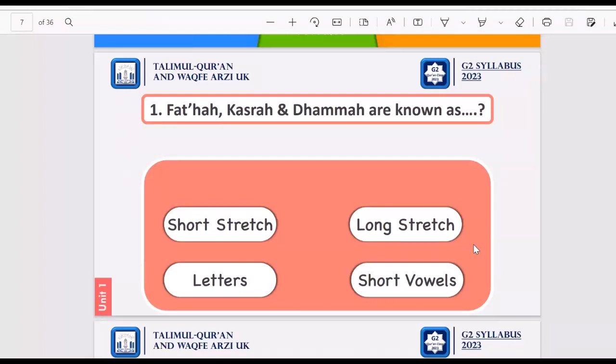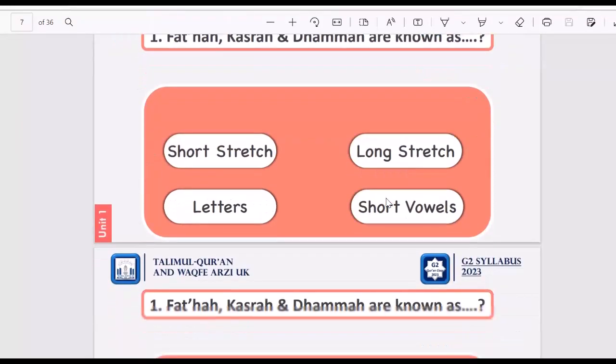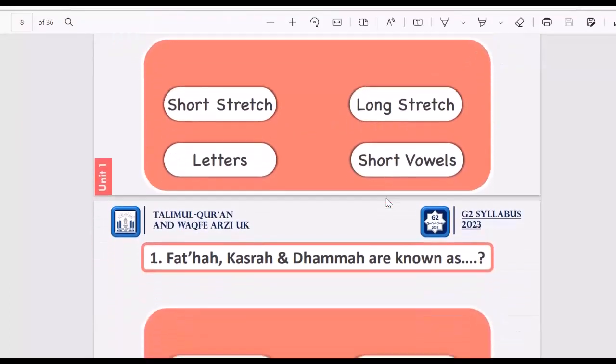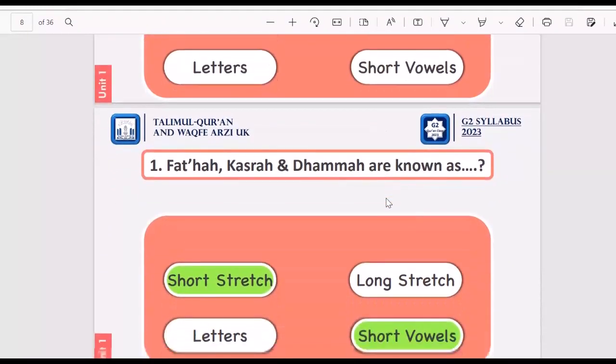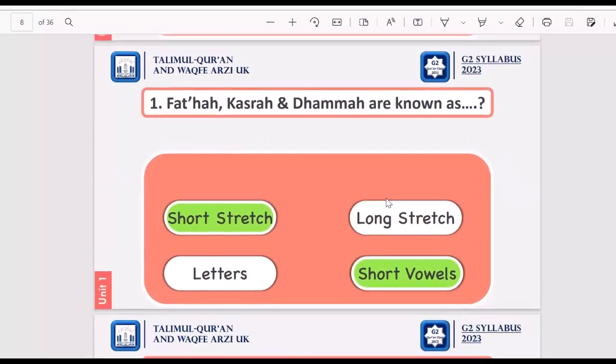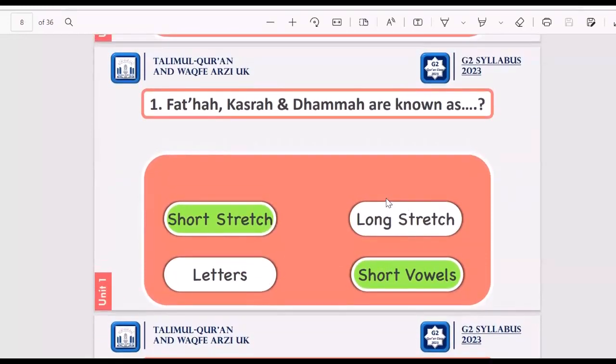Majority of the students have said short vowels, and the second most answers are for short stretch. All right, well done. Those of you who answered short stretch or short vowels, these are the correct answers. Fatha, Kasra, and Dhamma are known as either short stretch or short vowels.